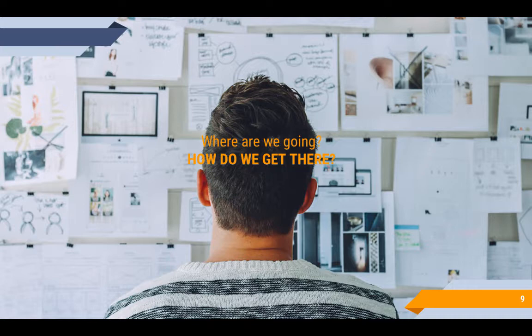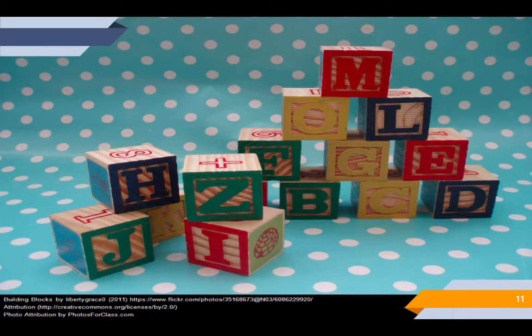So again, it's about the roadmap. Where are we going and how do we get there? It depends on the content. The analogy here is that we've got blocks, and certain blocks build on others. So in this case, we have prerequisite knowledge for certain outcomes.